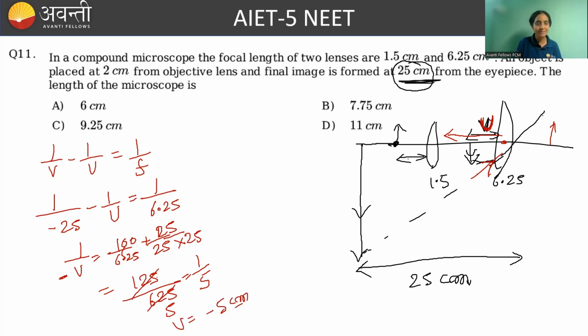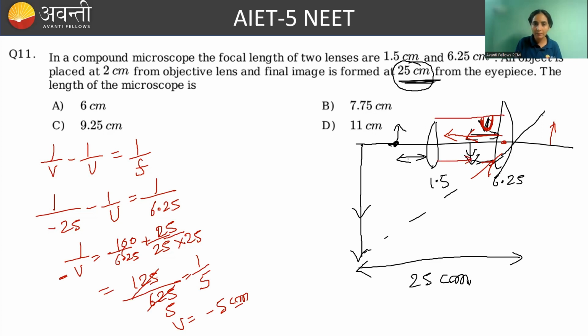It means this sign convention will also be negative. That is why negative answer we are getting, right? So this U is 5 centimeter. Now we have to calculate length, right? So length of the microscope. Length of microscope will be this. So this U is known.